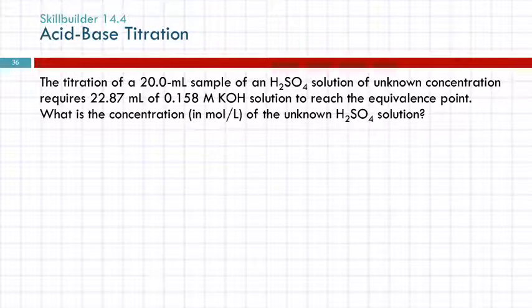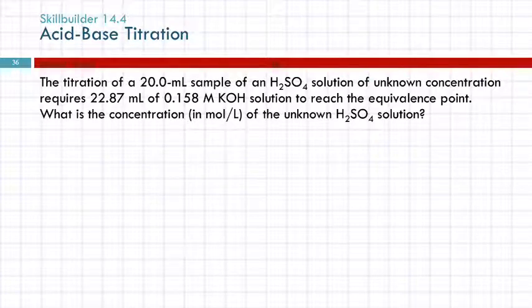So let's look at how we would do a calculation here. A titration of a 20 milliliter sample of an H2SO4 solution of unknown concentration requires 22.87 milliliters of 0.158 molar KOH solution to reach the equivalence point. What is the concentration in moles per liter of the unknown H2SO4 solution?